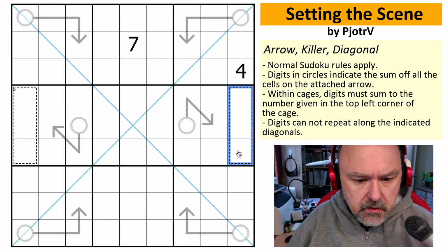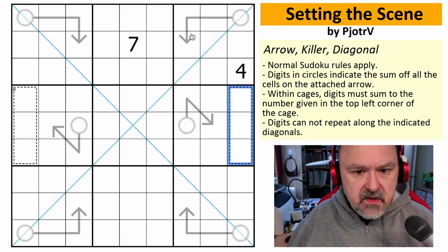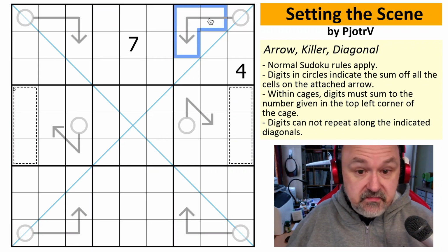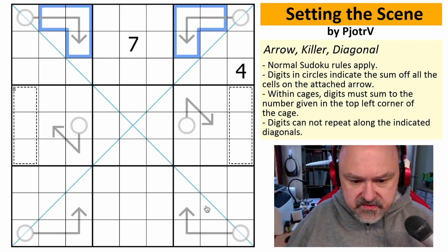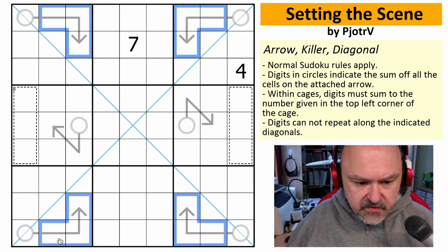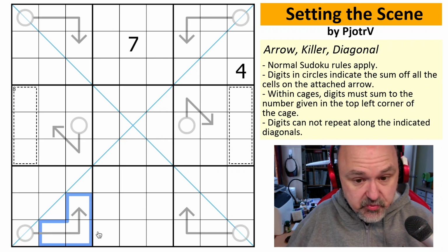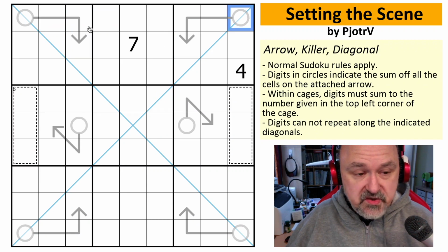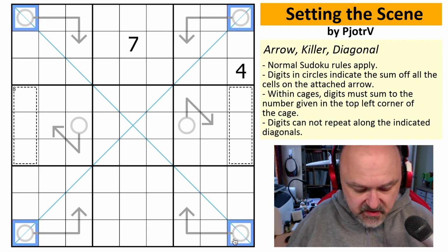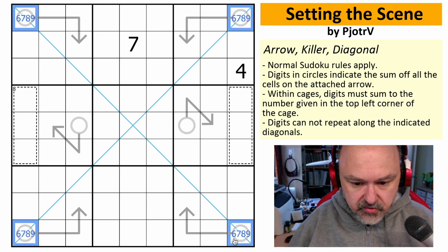So, now we need to figure out what we're doing. These are all 3-cell arrows. So let's try and solve this puzzle. 3-cell arrows, the minimum they can be is 1, 2, and 3, which is 6. So all of these must be 6, 7, 8, or 9.